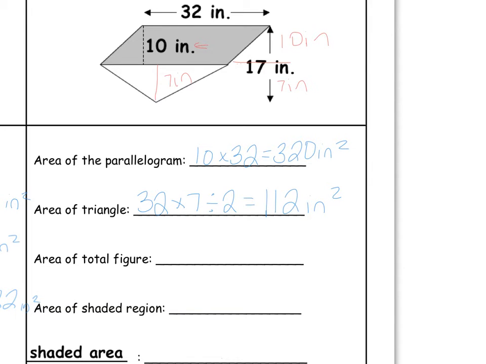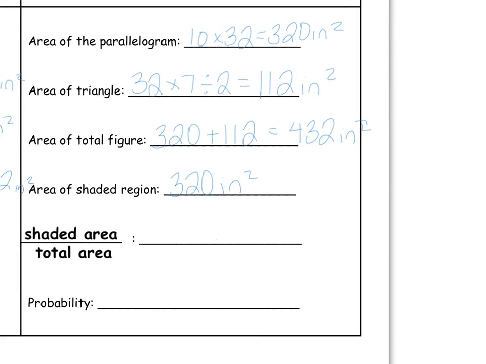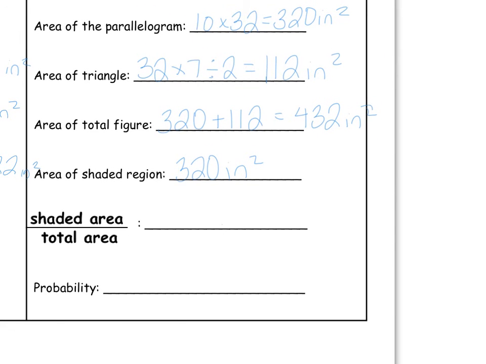To get the area of the total figure, we're going to combine these two areas, and we get 432 inches squared. Now the shaded region is just the parallelogram, so that's 320 inches squared. We didn't have to do any additional math to calculate that. For probability, we compare the shaded region, 320, compared to the total area of 432.